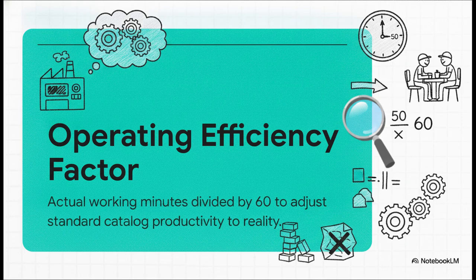Here's another classic exam trap, totally forgetting the operating efficiency factor. You know, when you buy a machine, the catalog promises you this perfect, uninterrupted productivity. But let's be real, we don't work in a perfect world. The operating efficiency factor adjusts that standard catalog dream down to reality by measuring the actual working minutes per hour. So if your crew only works, say, 50 minutes out of an hour because of logistics or coffee breaks, you have to multiply your catalog productivity by 50 over 60. Skip this one little step and your entire bid just falls apart.